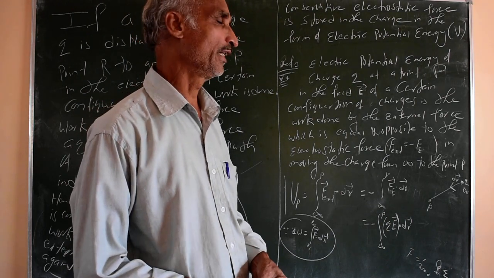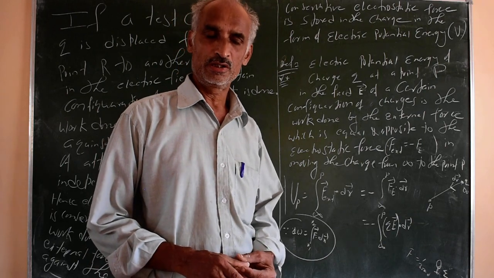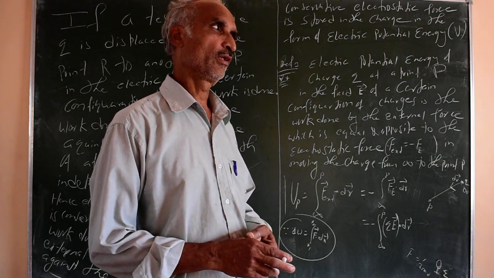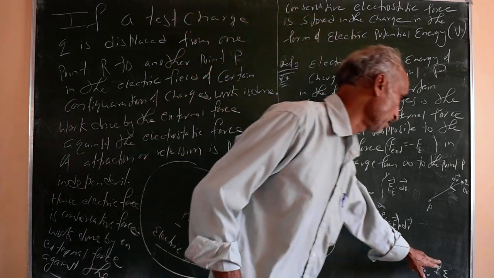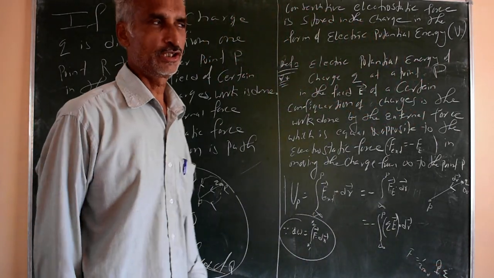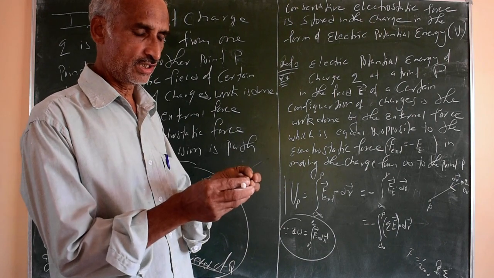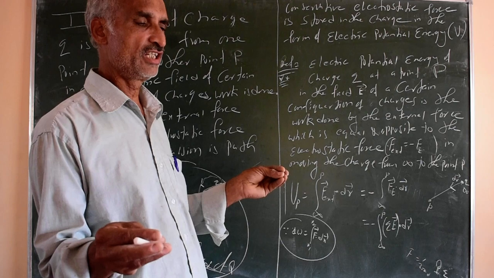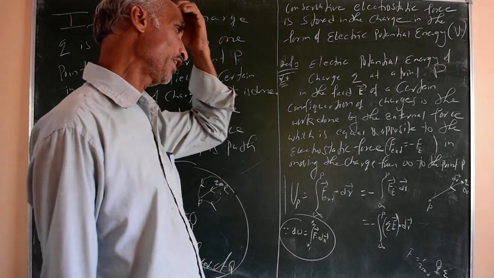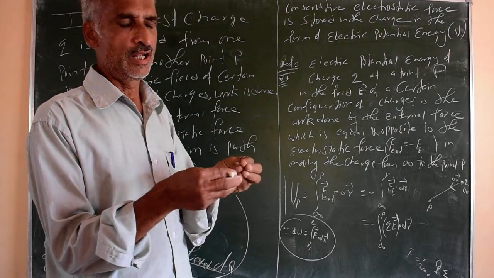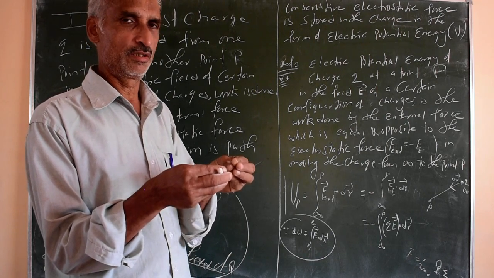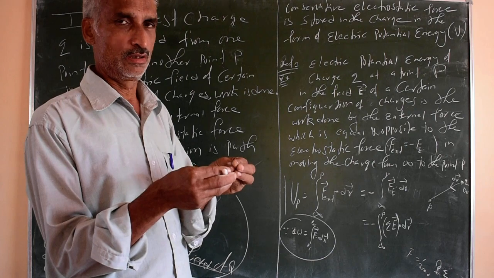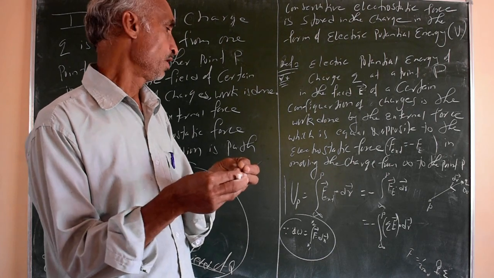Gravitational force is also like that. It depends upon the masses m1 and m2. As the distance between the two bodies increases, the gravitational force decreases. Similarly, when the distance between two charges increases, the electric force decreases. When the distance decreases, the electric force between those two charges increases. Therefore it is a variable force. The electric force is not constant, it is a variable force.